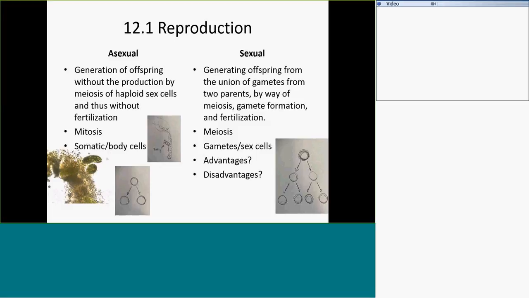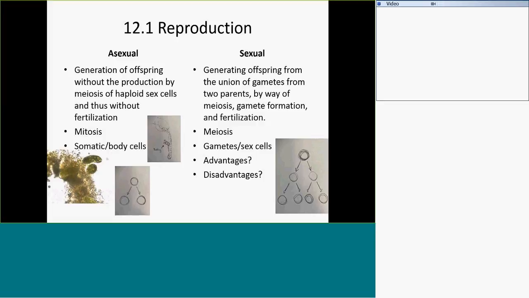Now, by contrast, sexual reproduction, the emphasis in this module here, is defined as generating offspring from the union of gametes. Not somatic cells, but gamete cells. The gametes are sex cells, sex cells from two parents. By way of meiosis, gamete formation, sex cell formation, and fertilization, so the joining of those cells. So you might want to think about what's meant by this idea of gametes or sex cells from two parents. And we'll talk about that.